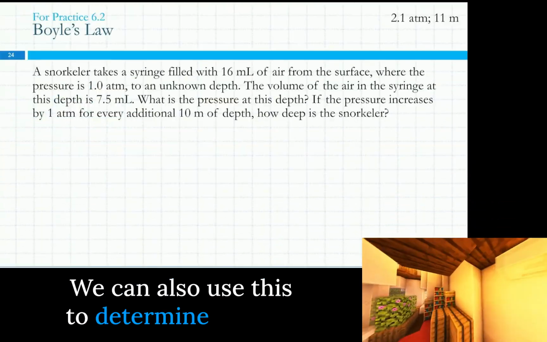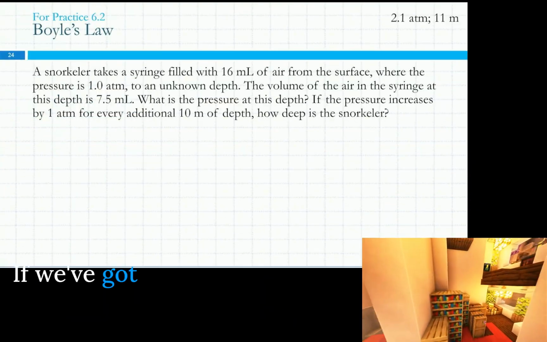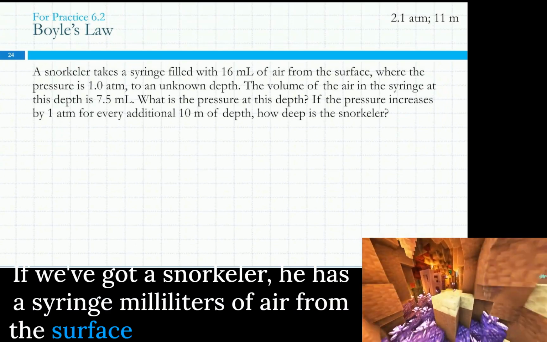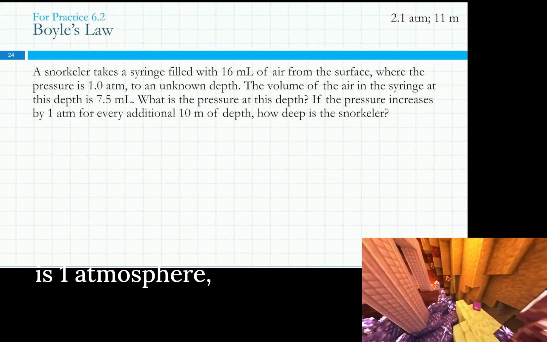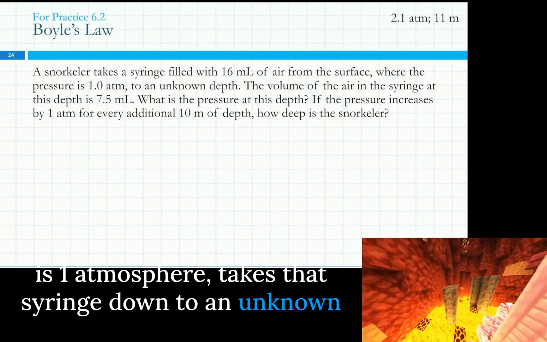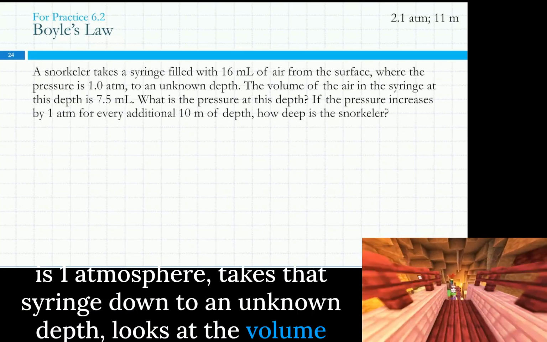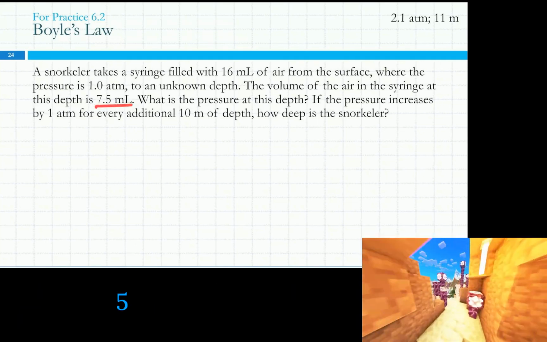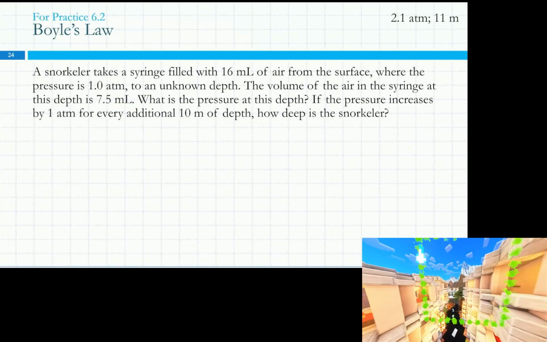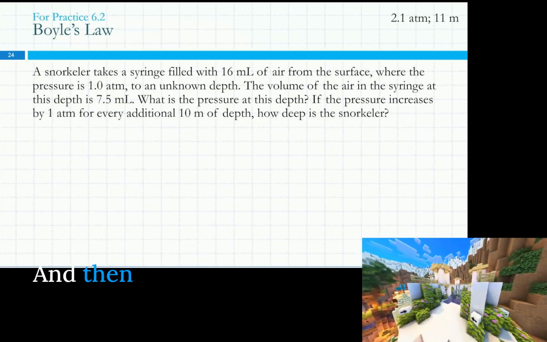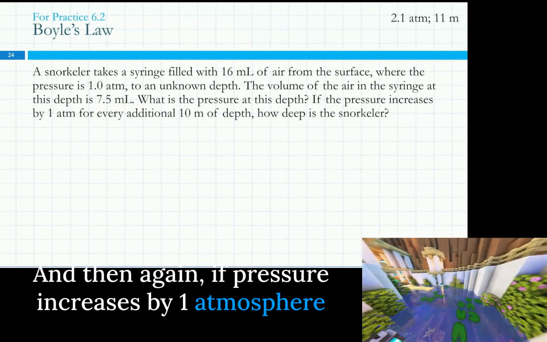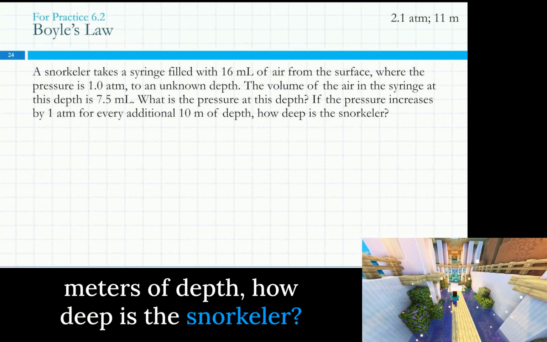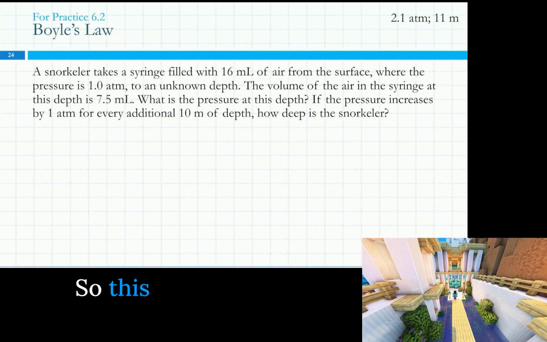We can also use this to determine depths. If we've got a snorkeler, he has a syringe that's filled with 16 milliliters of air from the surface, where the pressure is 1 atmosphere, takes that syringe down to an unknown depth, looks at the volume of the syringe when he gets down there, and it's down to 7.5 milliliters. So what's the pressure at that depth? And then again, if pressure increases by 1 atmosphere for every additional 10 meters of depth, how deep is the snorkeler? So this is where we use Boyle's law.